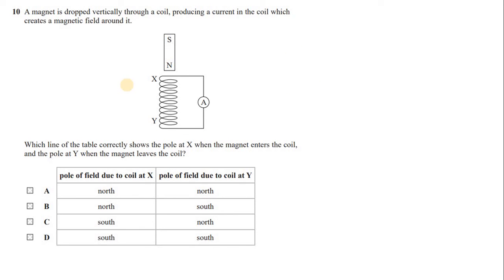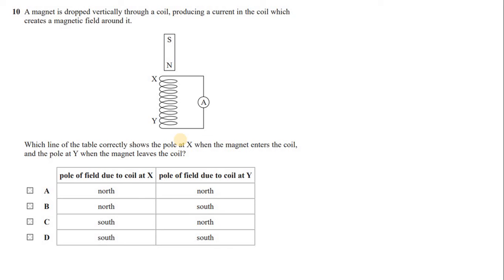Question 10. A magnet is dropped vertically through a coil, producing a current in the coil which creates a magnetic field around it. So this is the coil. Magnet is dropped. We have ends X and Y. Which line of the table correctly shows the pole? We need to tell, when the magnet is dropping, what is the nature of the pole at X and then Y. So clearly you know that this is all about electromagnetic induction.